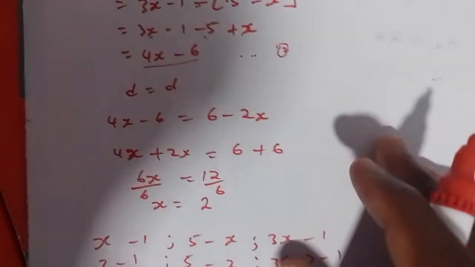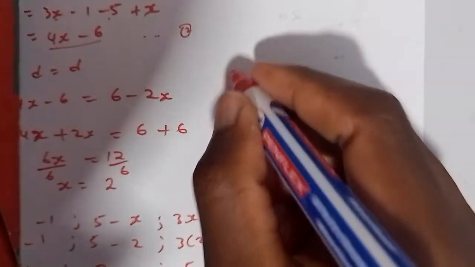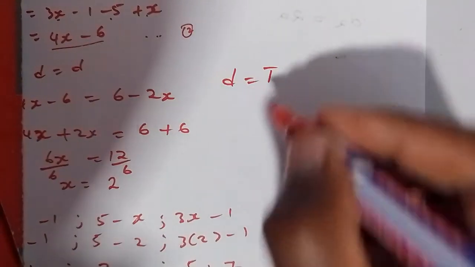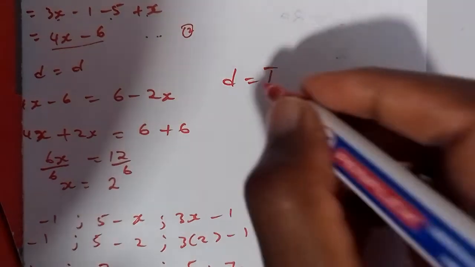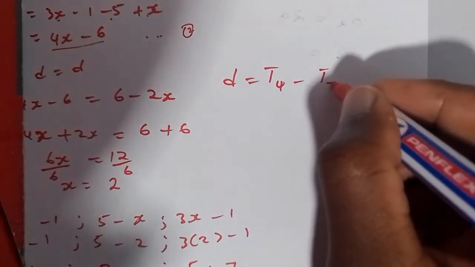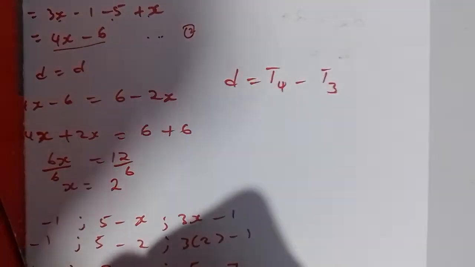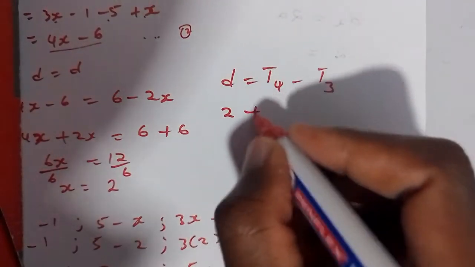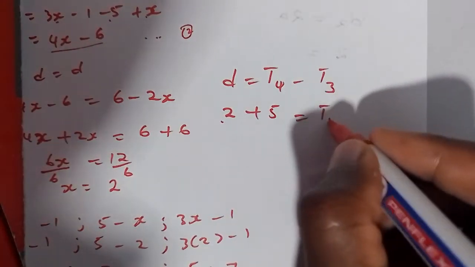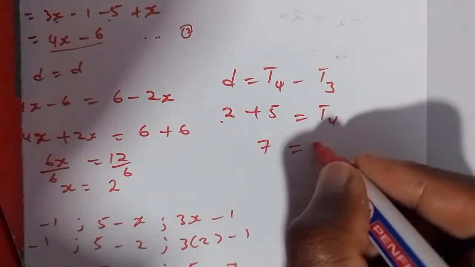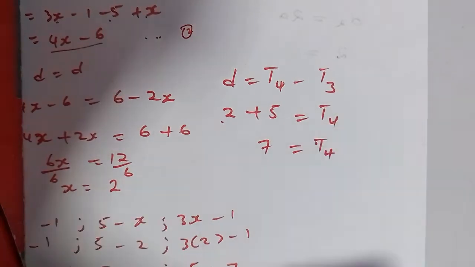Why do I say that? Remember, good people, that d is equal to T. Let me just say 1, 2, 3, 4. d is equal to T4 minus T3, right? But I have the value of d. What is the value of d? It's 2. Plus I have T3. What is T3? It's 5. 5 plus 2 is equal to T4. T4 is equal to 7. This is how I'm getting these things.